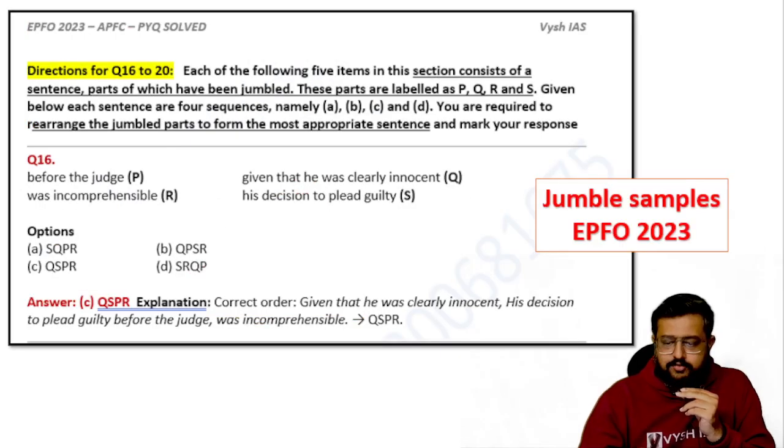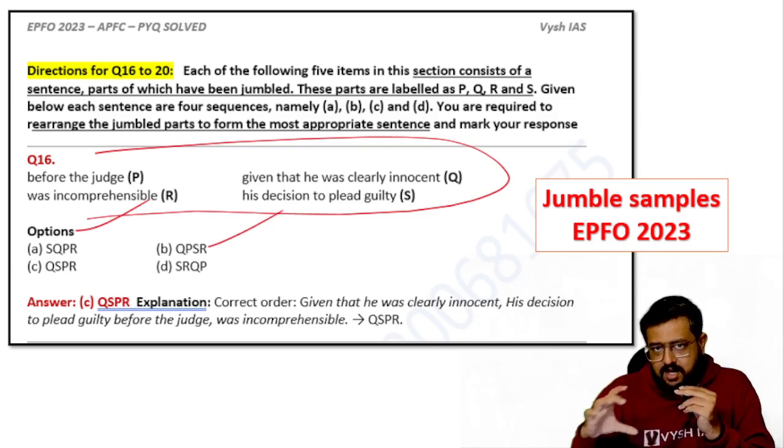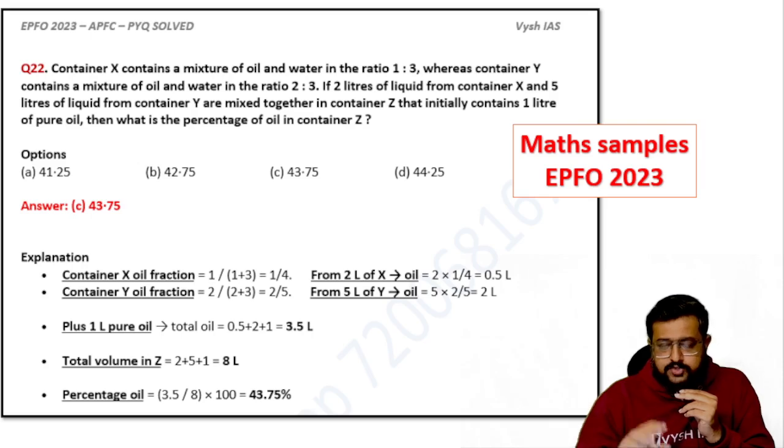Going forward in English, jumbled paragraph questions will come, meaning they'll give you a sentence broken into 4 parts, PQRS, and ask which is the correct order, whether it is SQPR, QPSR, like that. This is a small sentence. A bigger version is also there, where a big paragraph is broken into 4-5 parts and you arrange it in order. We'll give you solved samples of that form of question also.